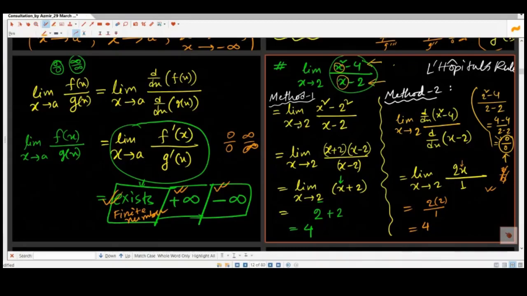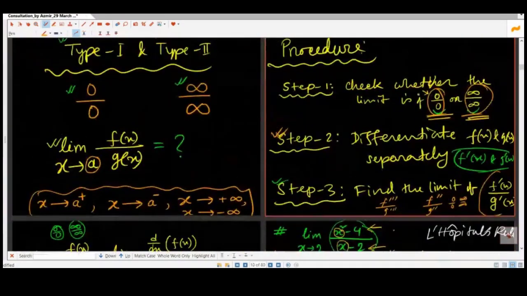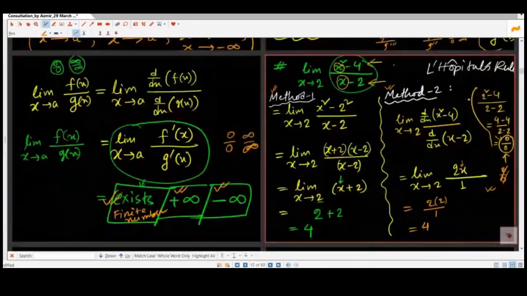So it doesn't matter whether we apply method 1 or method 2. We are going to have the same result for this limit. But L'Hopital's rule is a systematic way that can help us in several problems. Sometimes it will be too difficult to solve the problems by using algebraic manipulation method, change of variables. So in that case, we can apply L'Hopital's rule. But we have to be sure that we have 0 over 0 or infinity over infinity. So this is what L'Hopital's rule is.